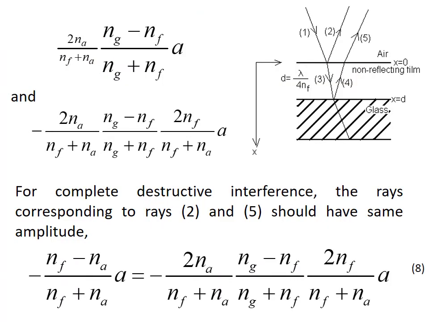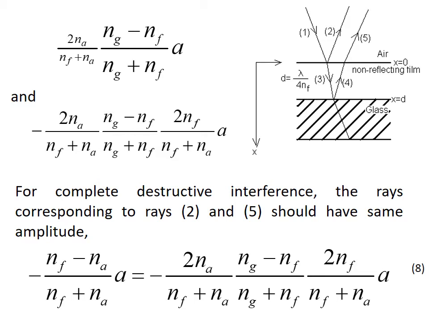Now 2 and 3 we know. The thickness we know, which is lambda by 4nf of the non-reflecting film. In order to find 4 and 5, the only change is that instead of the amplitude A, we now use the amplitude of wave 3 for wave 4, which is getting reflected. We just replace the amplitude A with the amplitude of wave 3, whereas 5 is the transmitted wave of 4. That is, for finding 5, we just replace the amplitude with that of 4 in the transmitted equation.